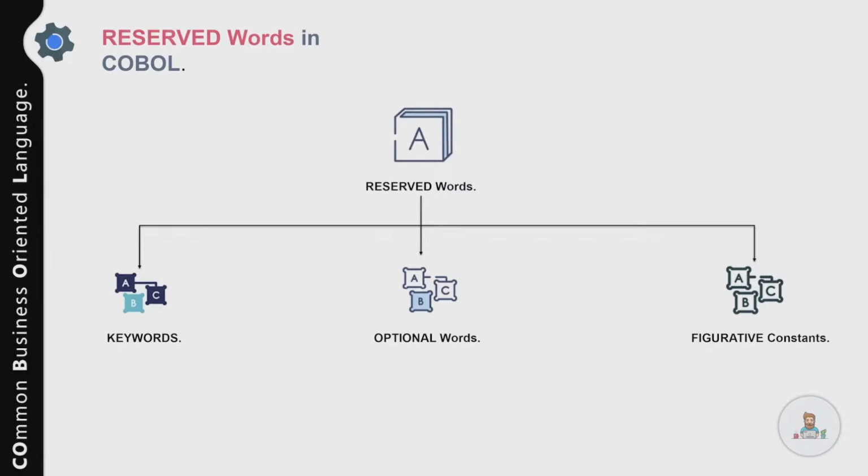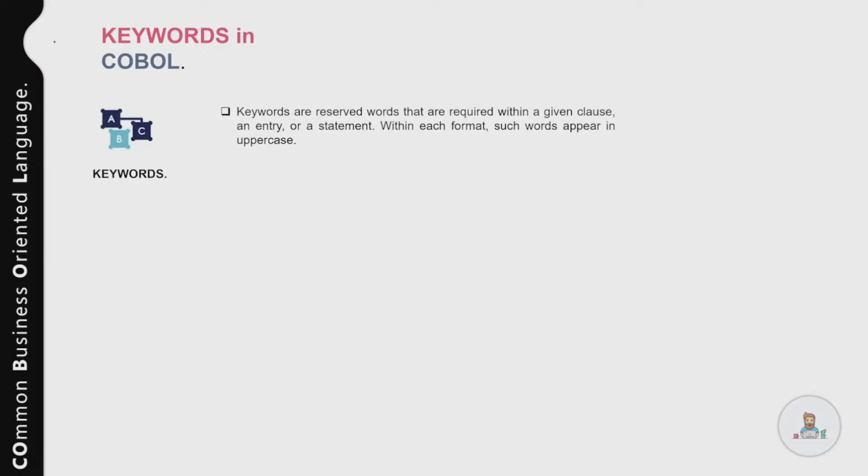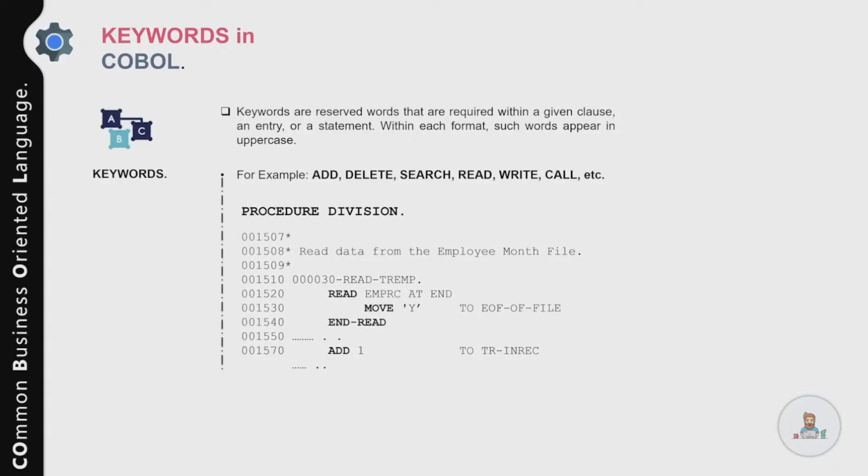Now let's talk about keywords. So keywords are reserved words that are required within a given clause, entry, or statement. And within each format, such words appear in uppercase on the main path. Here are some examples of keywords. However, the list of reserved keywords is quite lengthy. So first one is ADD, which is generally used to add 2 or more variables as per your requirement. Thereafter you have DELETE, which is used to delete a record from a file. Thereafter you have SEARCH, which is used to search for any specific value in an array or a table.